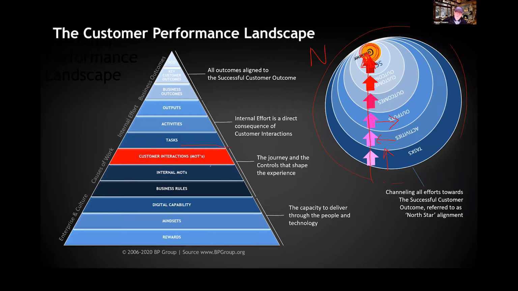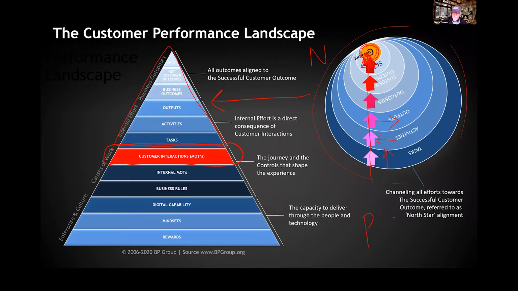So if we scan the diagram on the left, the most important aspect of that landscape is the customer interaction, the moments of truth. And then above that, this part of the pyramid is actually the circle. So it's got tasks, activities, outputs, business outcomes, key customer outcomes, and then the successful customer outcome at the top.